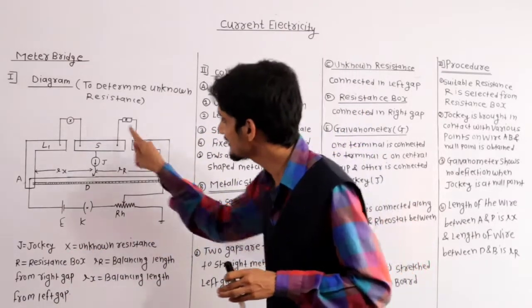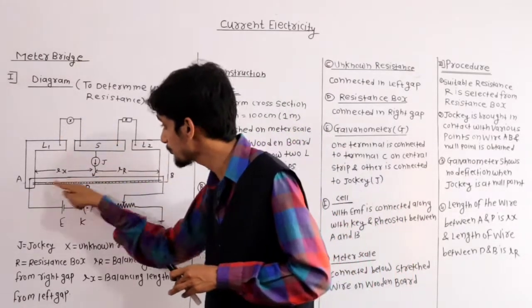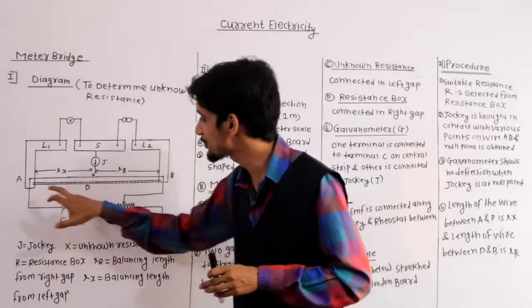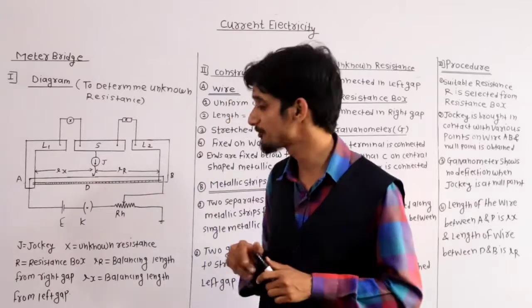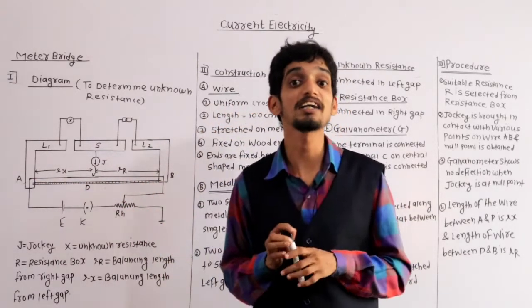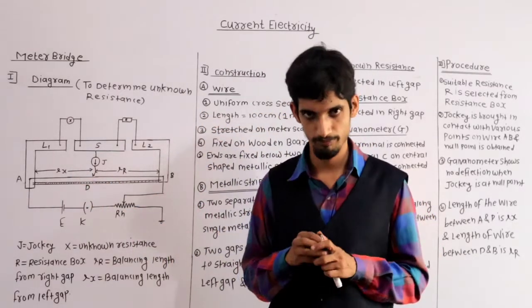Listen here now. Consider a meter bridge experiment in which a wire of uniform cross section and length 1 meter is stretched between two ends, and it is fixed on a wooden board, and a meter scale is attached below that wire so that the length can be easily measured.